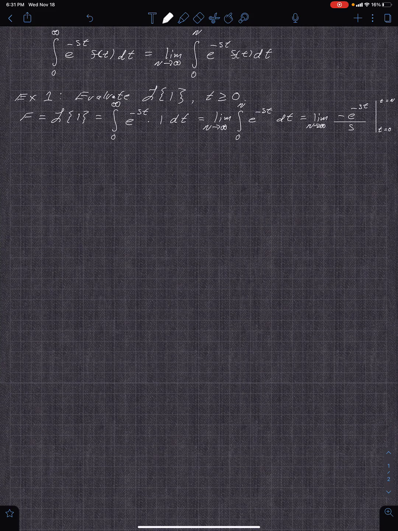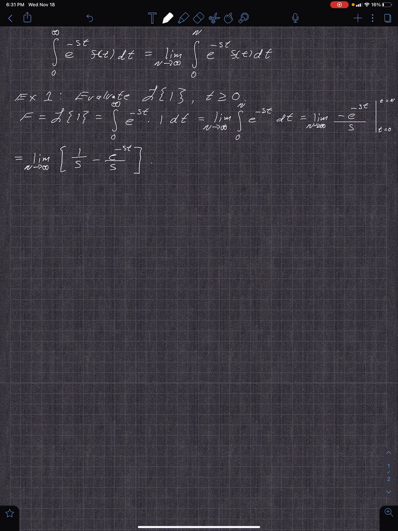So then this is equal to the limit as n approaches infinity. And then you substitute in 0, you get just 1, and I flipped it, so it's just reversing the order: 1 over s minus e to the negative sn over s. And then now you evaluate.